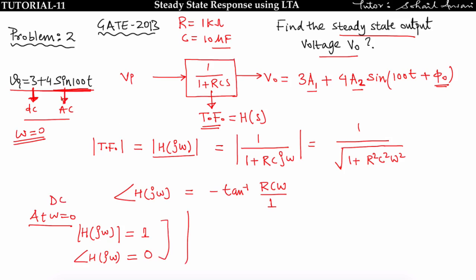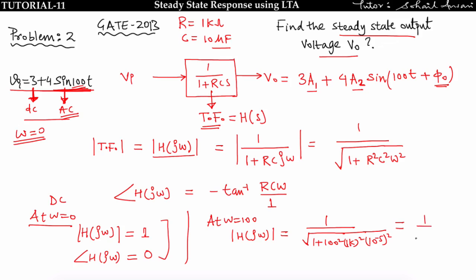Now find the magnitude of the transfer function and the angle of the transfer function for the AC signal. So the AC signal has ω equal to 100, meaning at ω equal to 100 I will get the magnitude of H(jω) equal to 1 by the square root of 1 plus 100 squared into 1k squared, that is R squared, into 10 to the power minus 5 squared. You will get H(jω) equal to 1 by root 2.